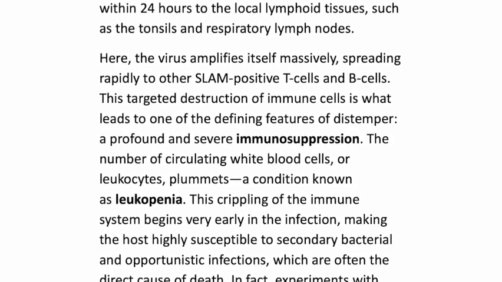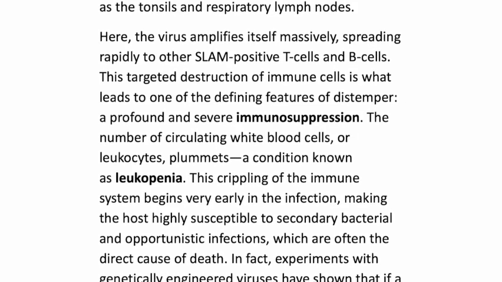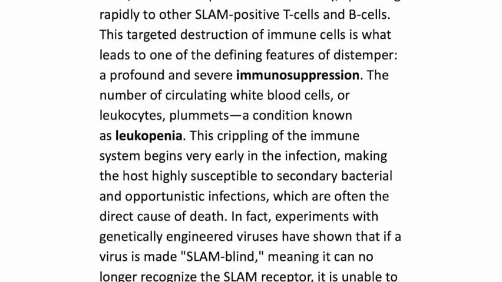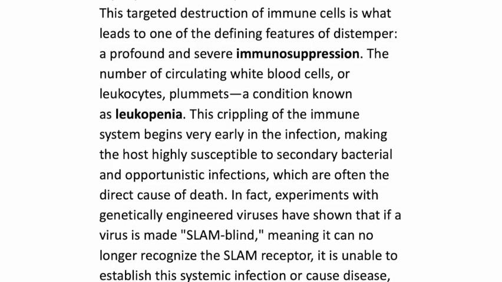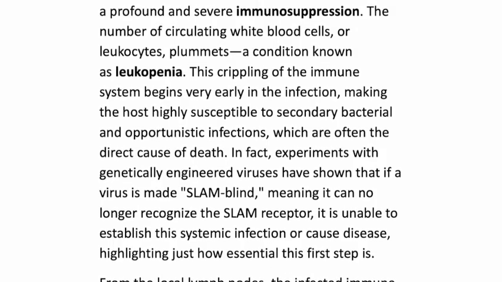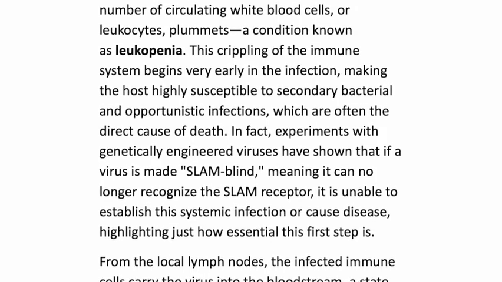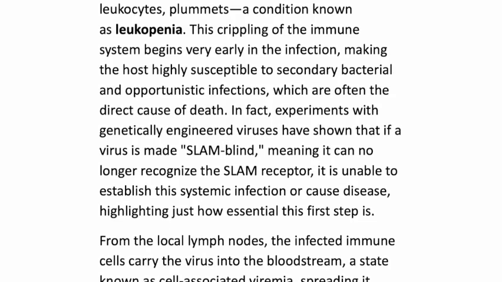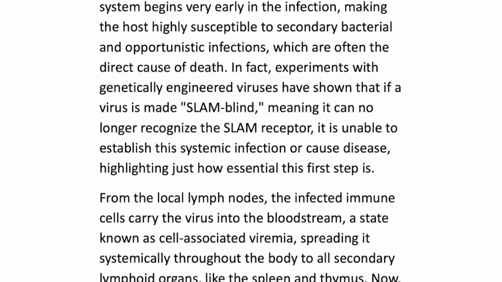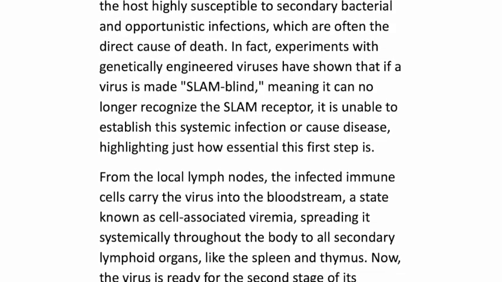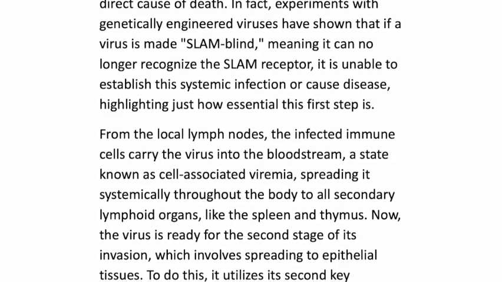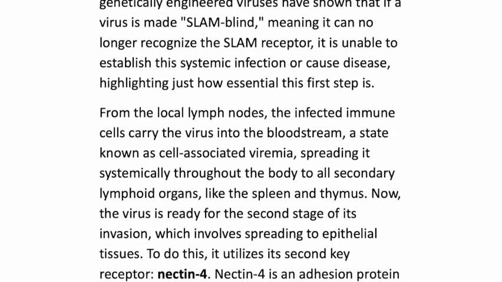This targeted destruction of immune cells is what leads to one of the defining features of distemper, a profound and severe immunosuppression. The number of circulating white blood cells, or leukocytes, plummets, a condition known as leukopenia. This crippling of the immune system begins very early in the infection, making the host highly susceptible to secondary bacterial and opportunistic infections, which are often the direct cause of death. In fact, experiments with genetically engineered viruses have shown that if a virus is made SLAM blind, meaning it can no longer recognize the SLAM receptor, it is unable to establish this systemic infection or cause disease, highlighting just how essential this first step is.